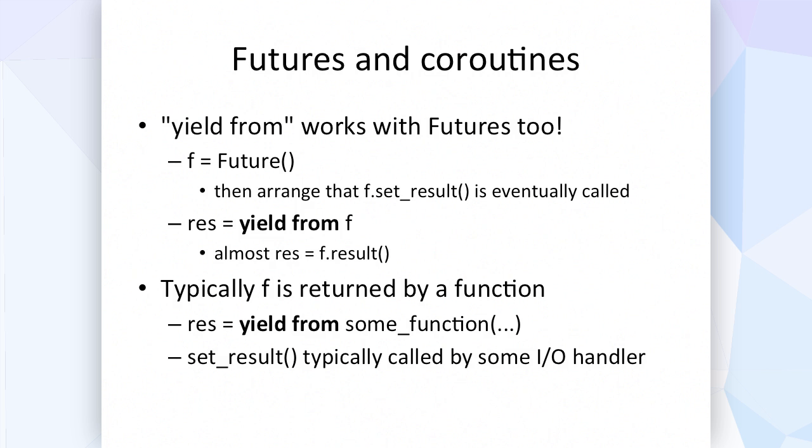But yield from the future, so not yield from f.result, but just yield from f, passes control back to the event loop until the point when the future actually gets its result set. So essentially, as soon as some other task or coroutine calls set_result or set_exception on that particular future object, your yield from will complete and pass that result to res. Or if they called set_exception, that whole yield from will raise an exception.